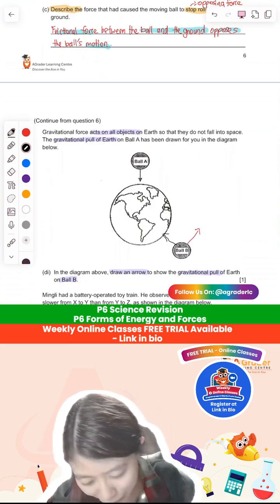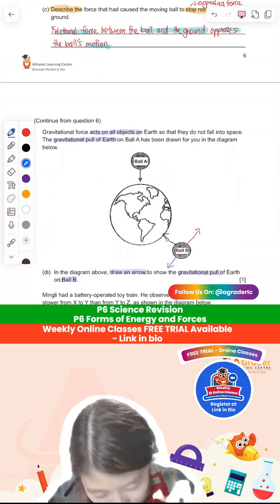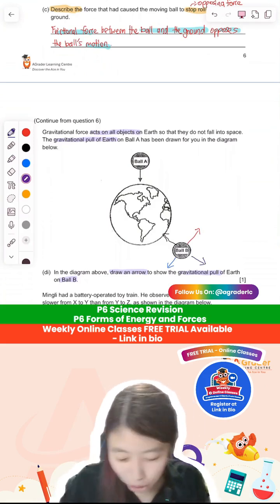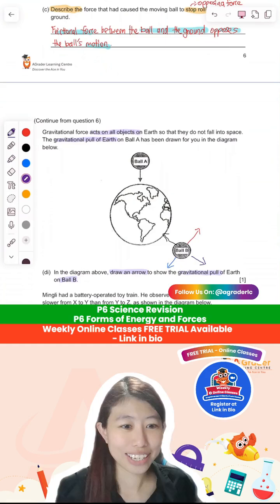Option number 2, black color line. Blue color line. Oh, sorry, blue color arrow or purple color arrow. Which one do you think it is? Which color is correct?